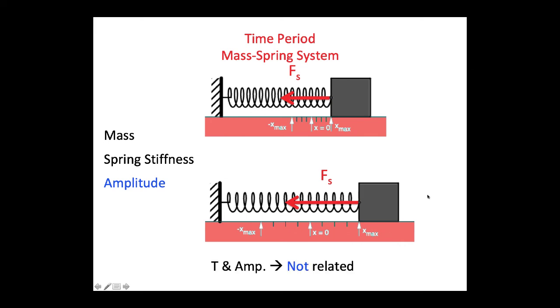Amplitude and period are not related. Amplitude has no effect on the period of the system. That is why amplitude does not show up in the formula of period.